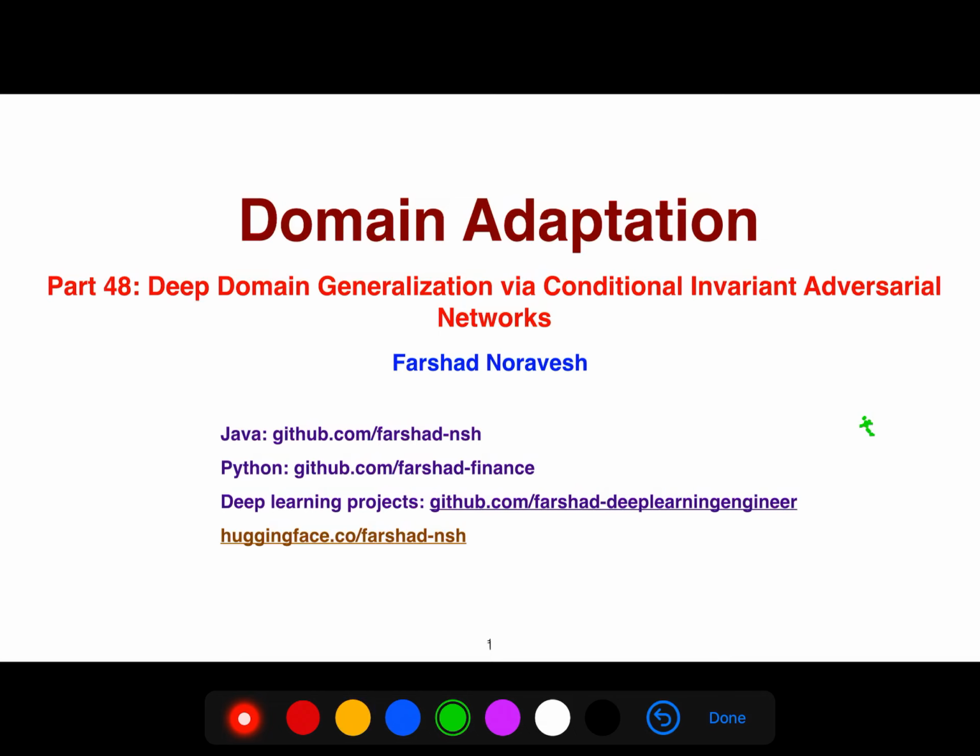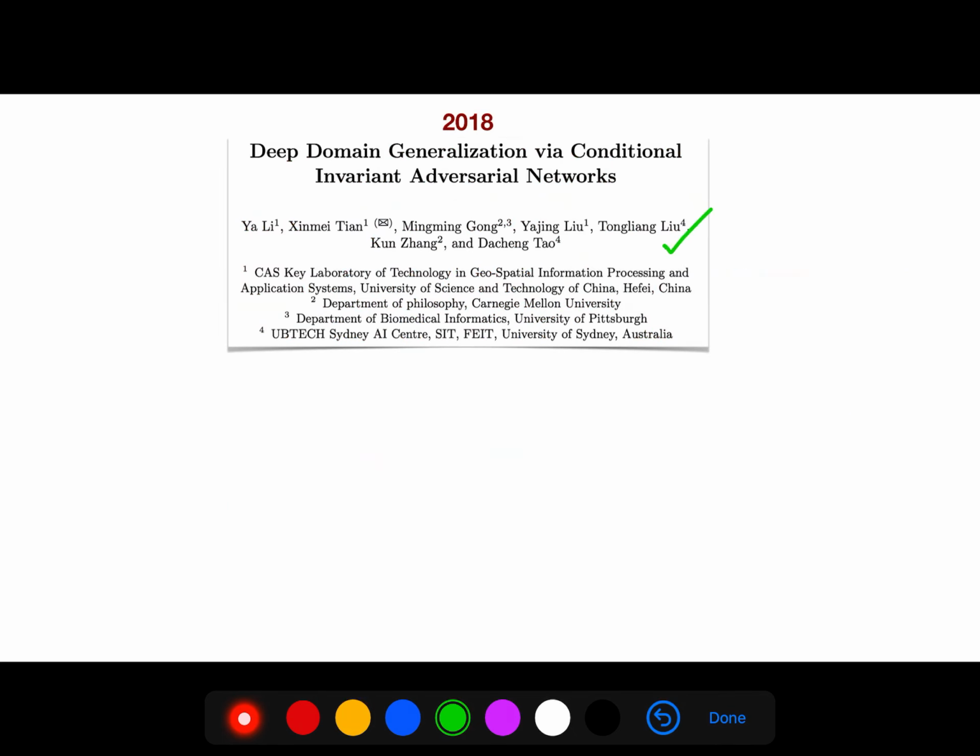Alright, so in this video I'm going to be explaining another important article about domain generalization, not domain adaptation, because in domain generalization we don't even have access to the samples of the target data. And we are using this adversarial network. This paper is from 2018 by University of Sydney and CMU.